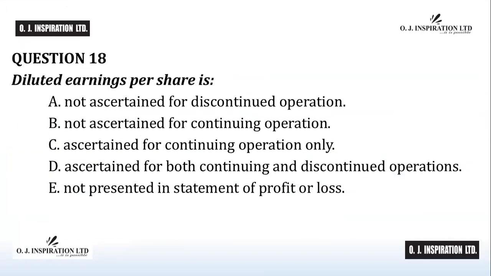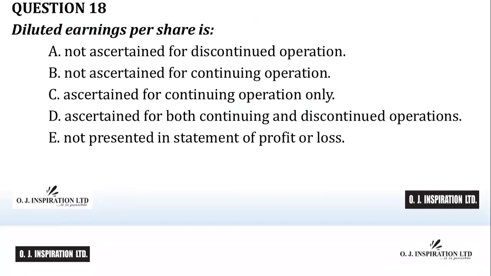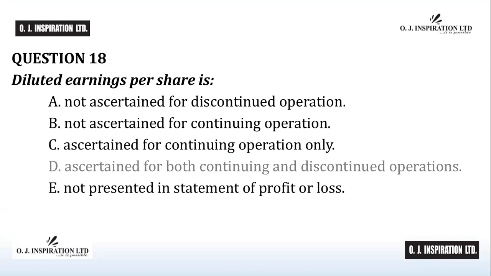Question number 18. The answer to question number 18 is D, ascertained for both continuing and discontinued operations. Where an entity engaged in a discontinued operation, diluted earnings per share, together with basic earnings per share, is ascertained for both continuing and discontinued operations of a period. Earnings per share information will be presented within a separate statement of profit and loss or in a statement of comprehensive income, where profit and loss is not presented separately from other comprehensive income. D is the answer to question number 18.